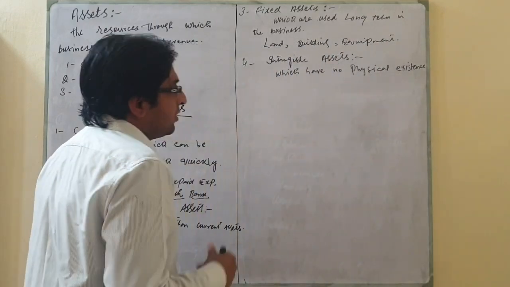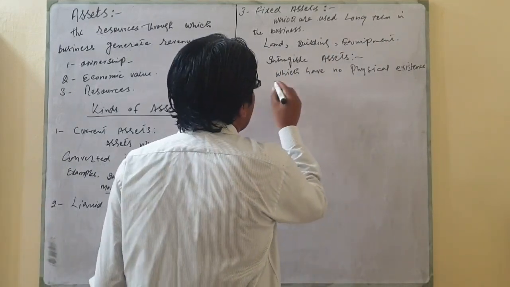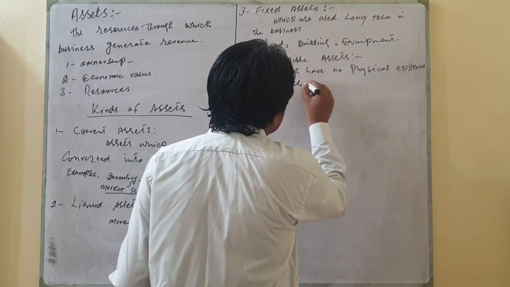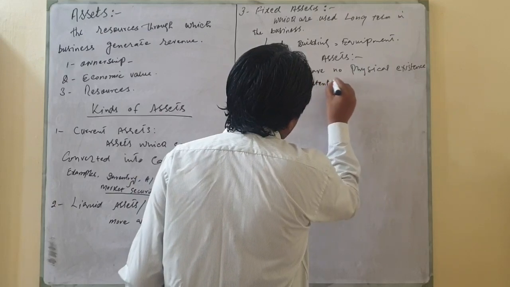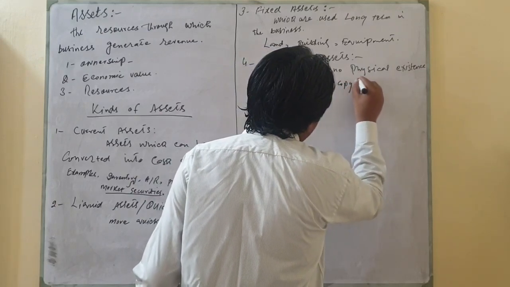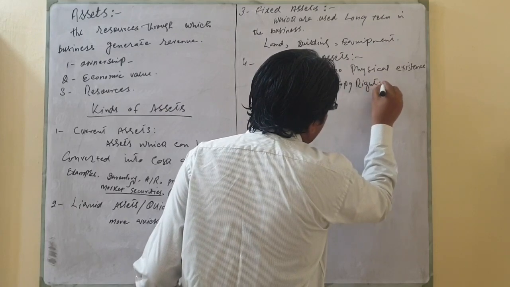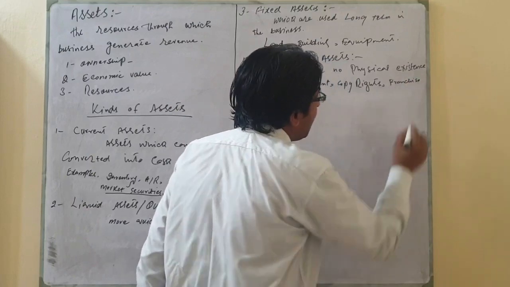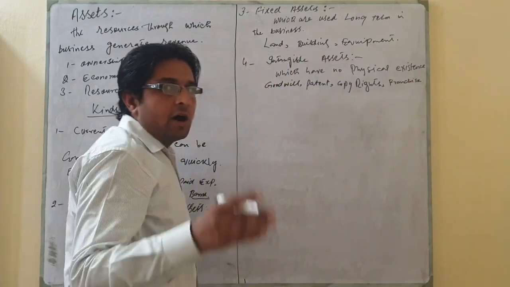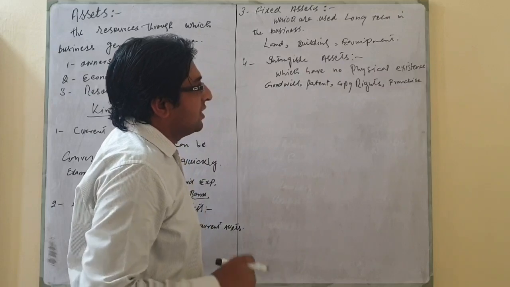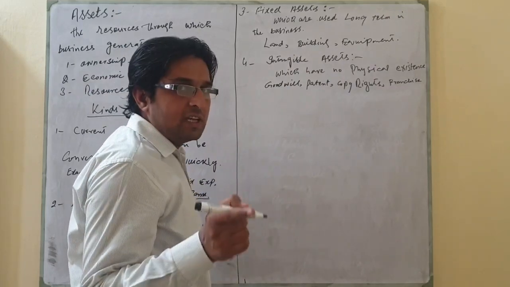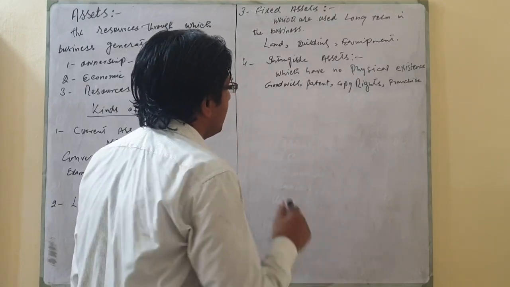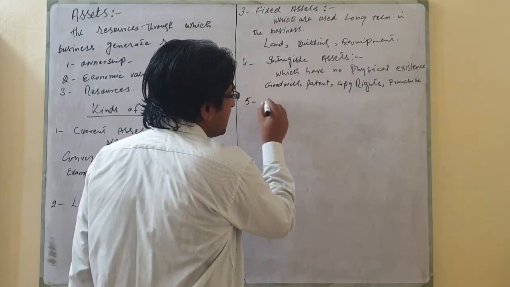What are these which have no physical existence? Like goodwill. This is intangible assets. Patents, copyrights, franchise. Similarly, intellectual property, trademarks, all these are intangible assets. These intangible assets have no physical existence. Next, that is tangible assets.